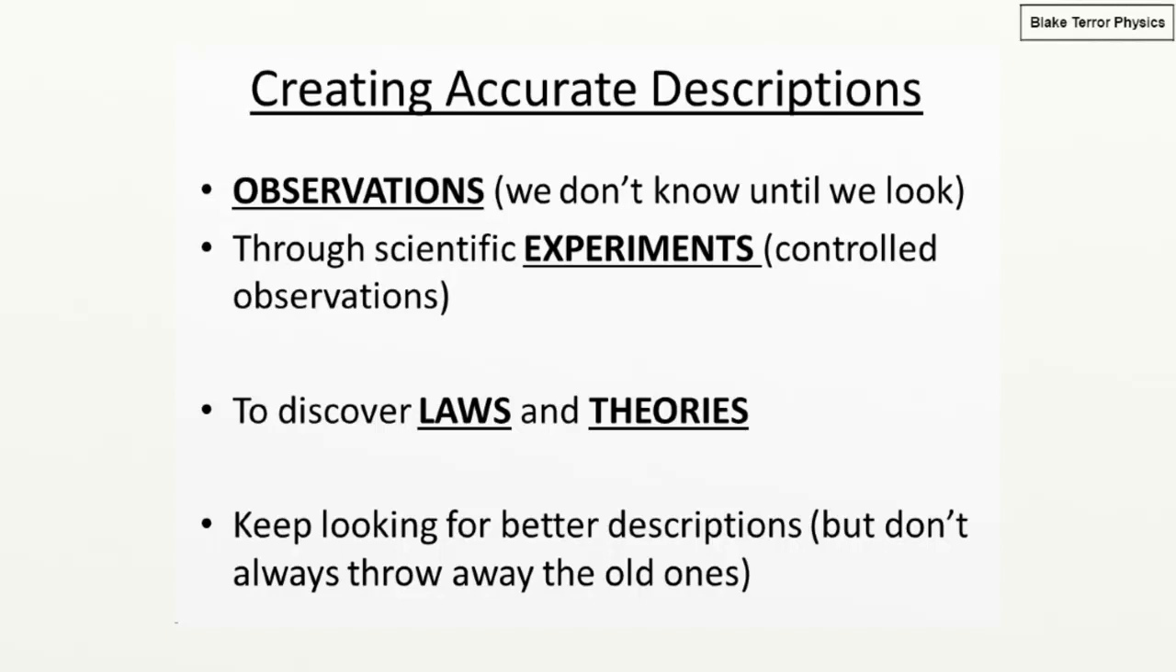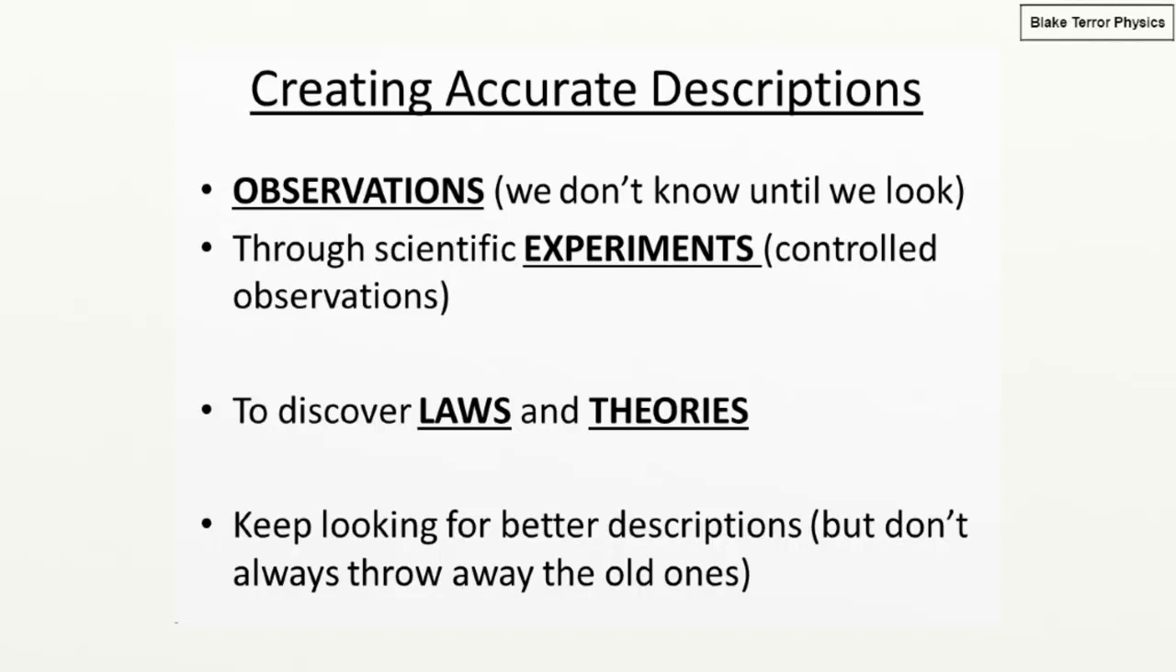So we're discovering these laws and theories through experiments, but we're also wanting to improve the ones that we've already got. We need to keep looking for better descriptions because, as I've already said, quite often our descriptions are wrong. You think something's correct for ages, and then someone goes out and observes something and finds out, well, actually, that doesn't fit with the law or the theory. We're going to need to change our description in order to explain what we've just observed. So we have to keep being on the lookout for better descriptions.